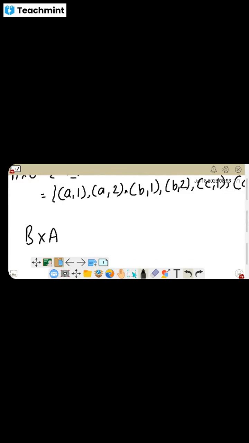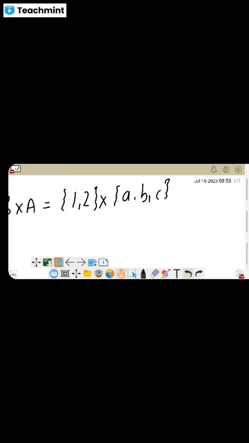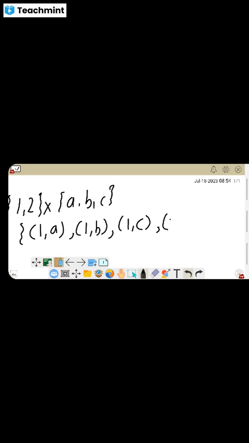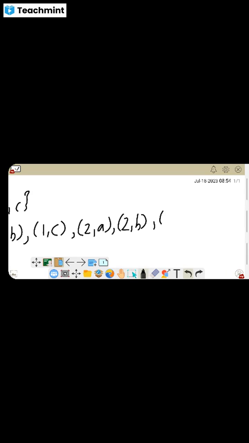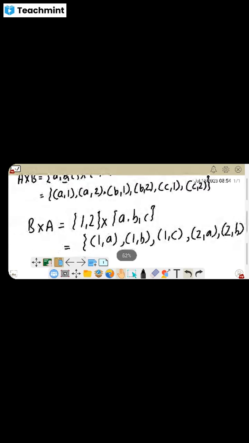Like this, B cross A is equal to, write down first B and then A. Now first we'll take an element of B and then along with A, like 1 comma A, 1 comma B, 1 comma C. Now let us take 2 with A, 2 with B and 2 with C. Now, did you get the meaning of Cartesian product? Got it? Yes, ma'am. So this is the Cartesian product of two sets.